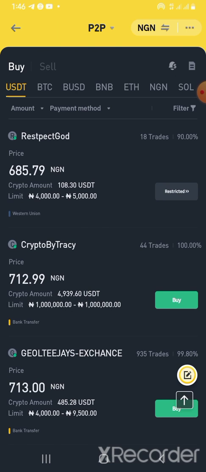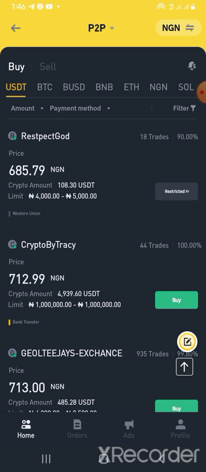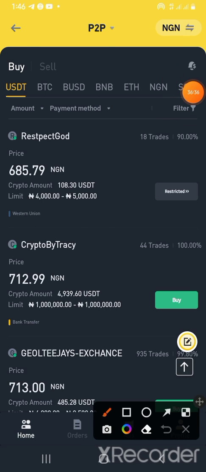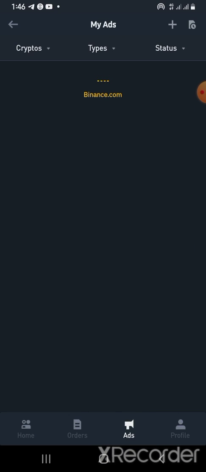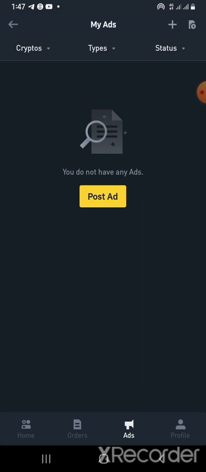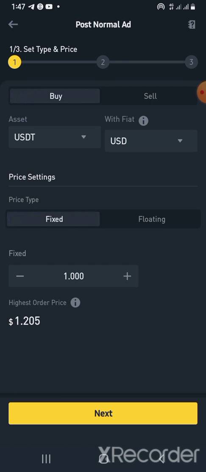Another mechanism is to put an ad. So the only thing you need to do is to come here. You can see where I clicked, that brought this place. So I can now put an ad. Let me say I select an ad. They say post ad. An ad is just like an advertisement of you publishing yourself that says, okay, I want to buy this particular coin at this price.